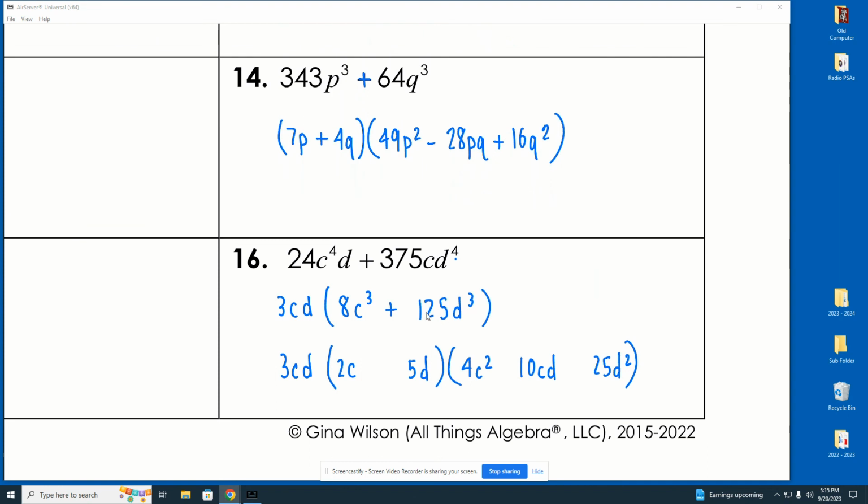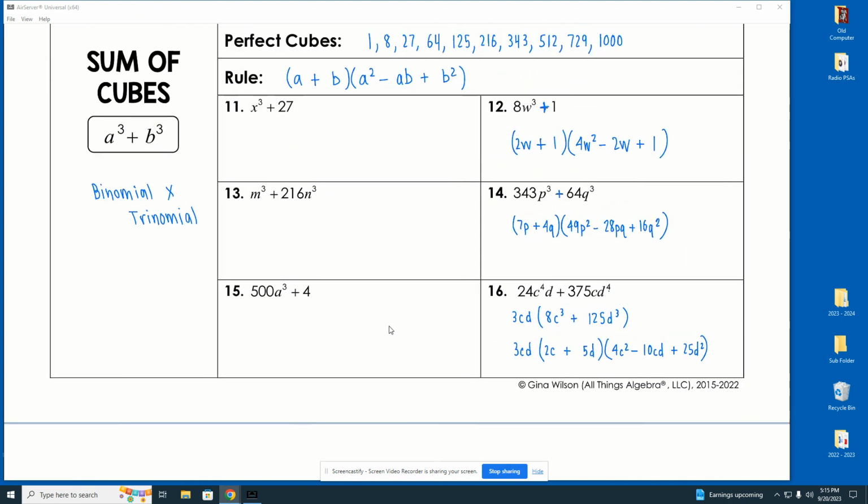Last thing, if this original sign was plus, this is a plus, this is a minus, this is always a plus. And there it is, guys. That's how you factor a sum of cubes.